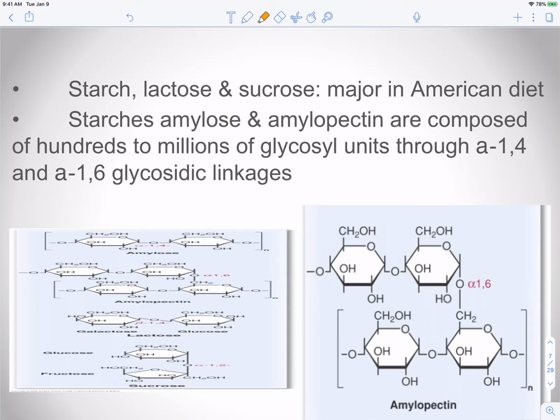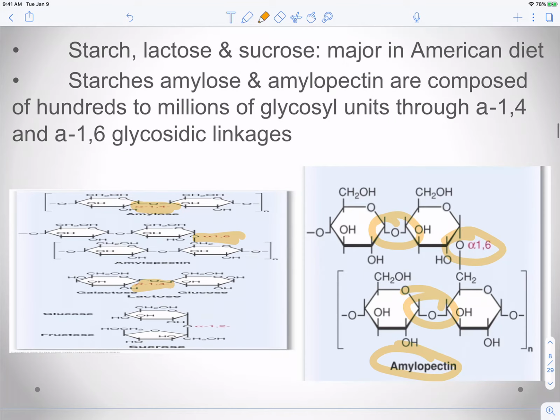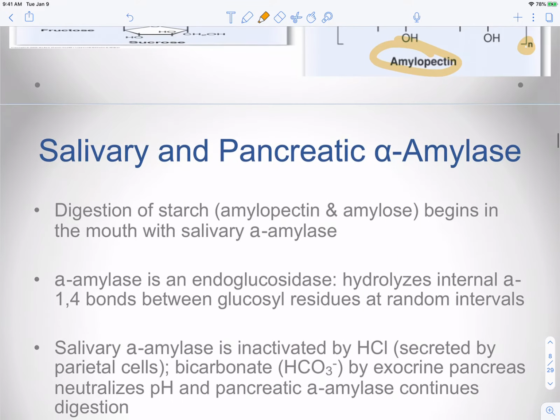Starches are going to be amylose and amylopectin. Again, the amylose is smaller, without the branching, and has the alpha 1,4 bonds, and the amylopectin is going to have the branches. So they're going to be the dextrins and the limit dextrins with the alpha 1,6 and the alpha 1,4s. I'm showing here amylopectin. See the alpha 1,6s, and these are alpha 1,4s. And this can be larger, of course.